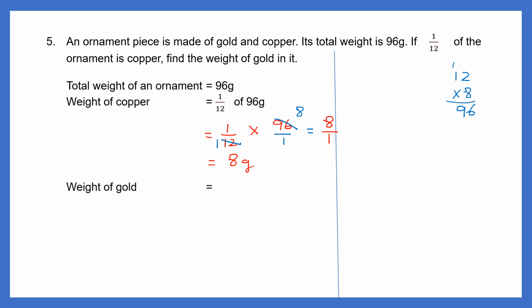Now we need to find the weight of gold. So we know the total weight, which is 96, and we know the weight of copper, which is 8. If we subtract these two, we will find the weight of gold. So 96 minus 8. Let's borrow. 16 minus 8 is 8, and I bring down this 8. So the weight of gold is 88 grams. I hope you understood. We subtracted the weight of copper from the total weight of the ornament, and we found that the weight of gold is 88 grams.